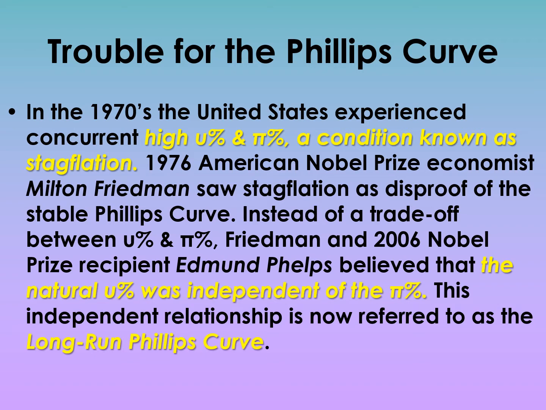Instead of a trade-off between unemployment and inflation, Friedman and another Nobel laureate, a guy named Edmund Phelps, believed that the natural rate of unemployment was actually independent of the rate of inflation. Now, to show this independent relationship, we added another curve to our graph, which is known as the long-run Phillips curve. So let's take a look at the graph with this long-run Phillips curve.